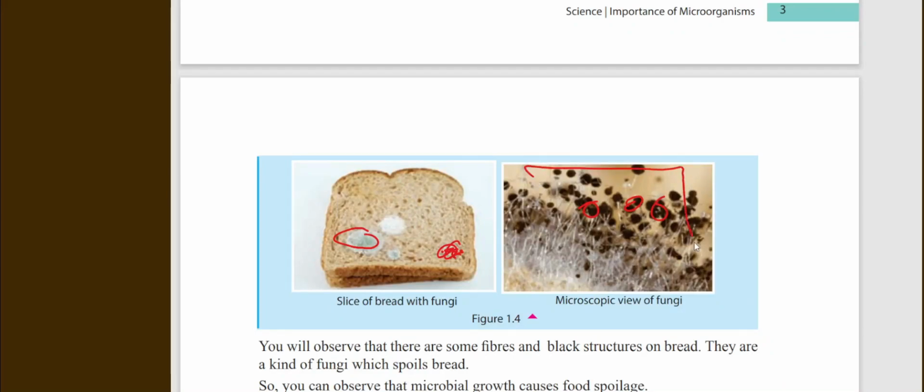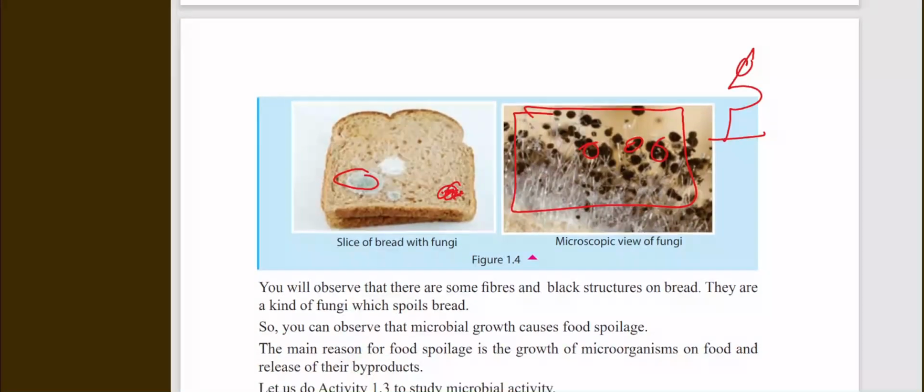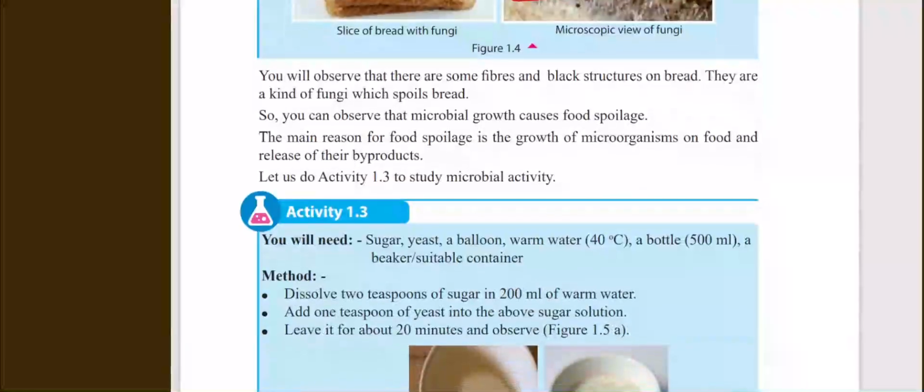This is under a light microscope, otherwise you cannot see this picture. Well, they become black when they do reproduction. Clear? Reproduction. You have the book, yeah. When they have reproduction, they become black in color when they are matured. That is what they say.